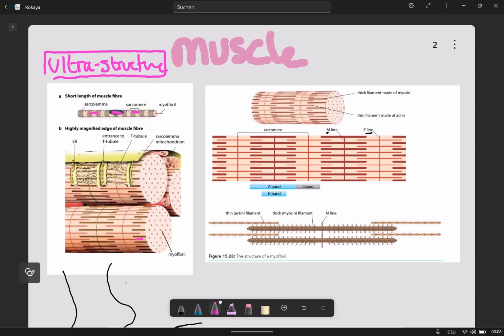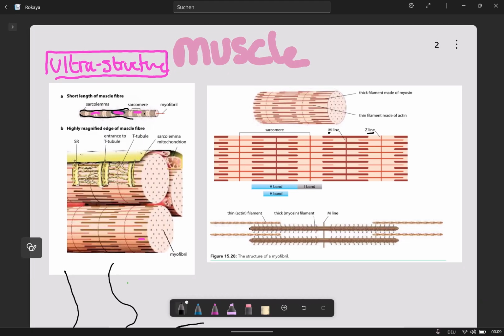Okay, it has the outer cell membrane, which is called a sarcolemma. And the inside cytoplasm is called sarcoplasm. So it's just different namings. And then it has some extra things.